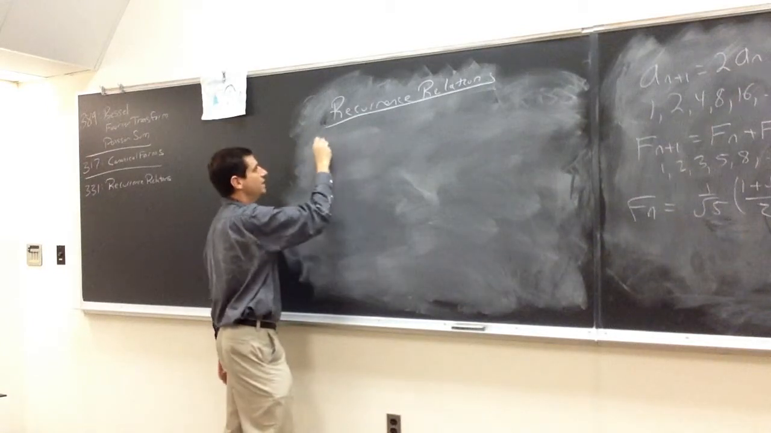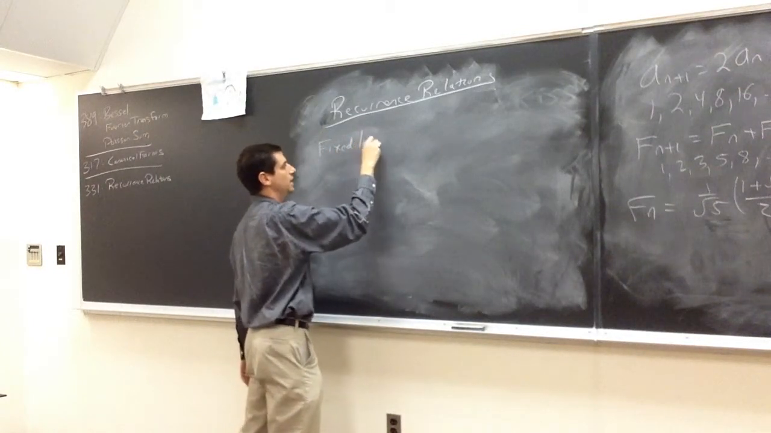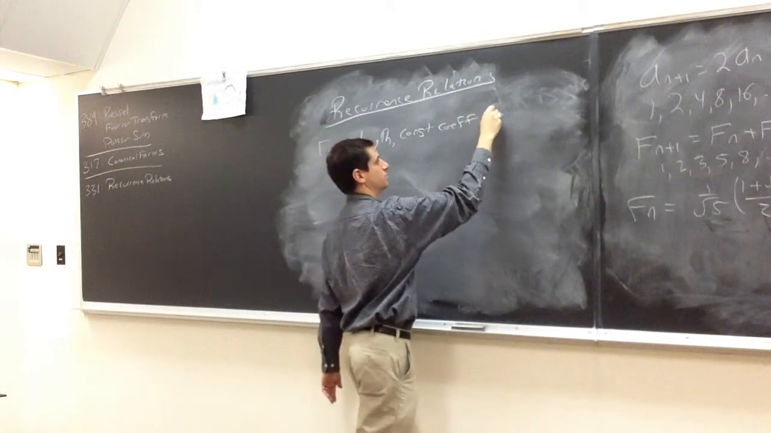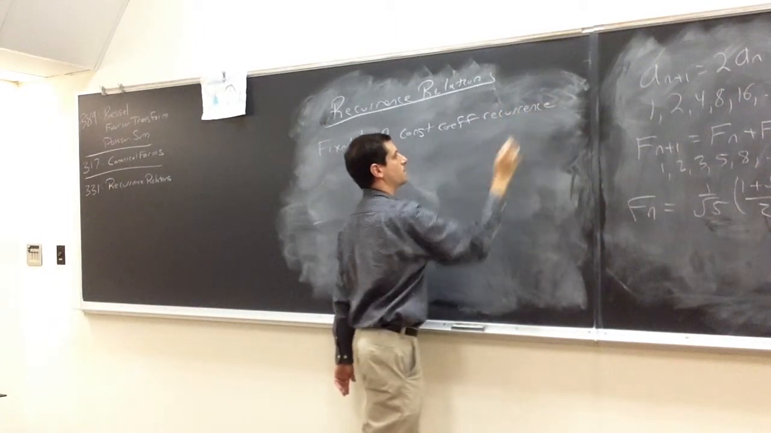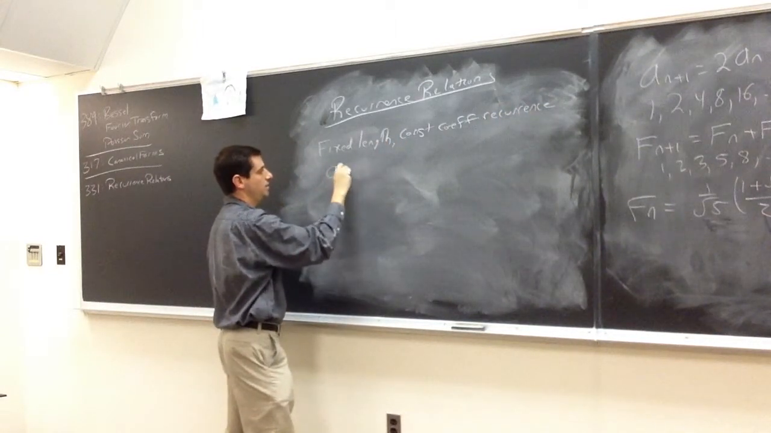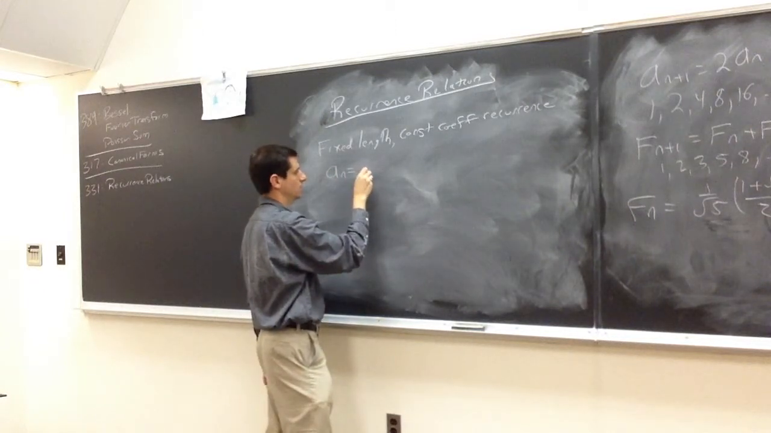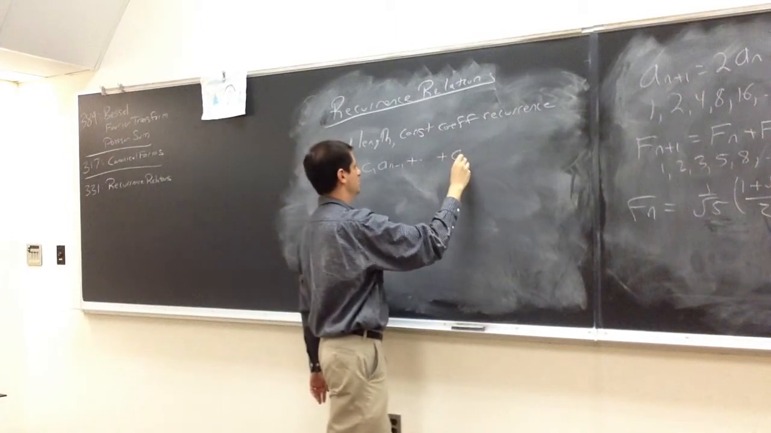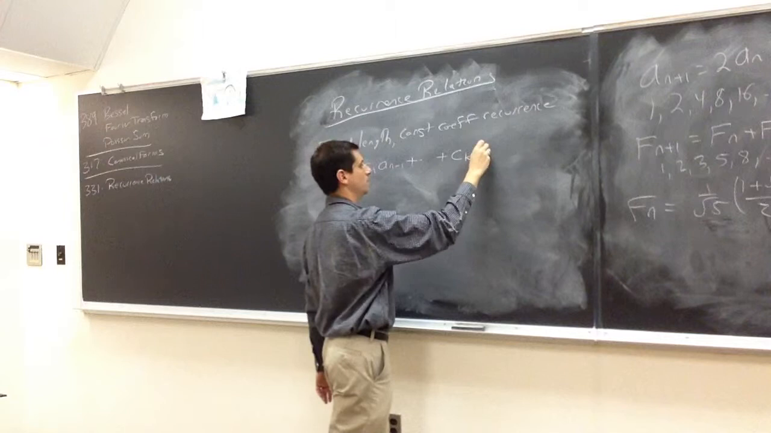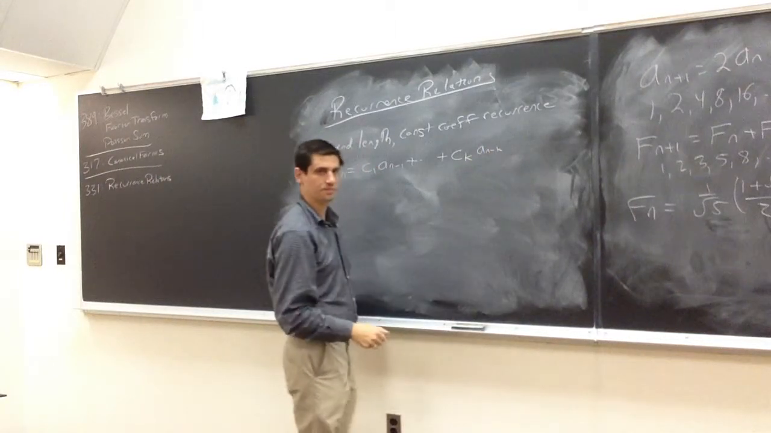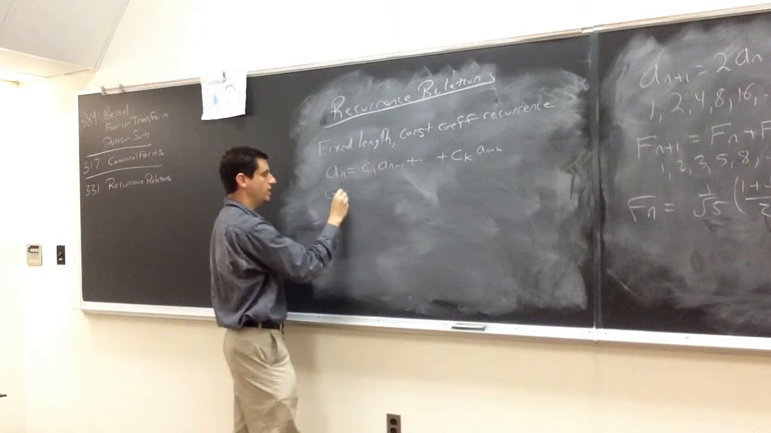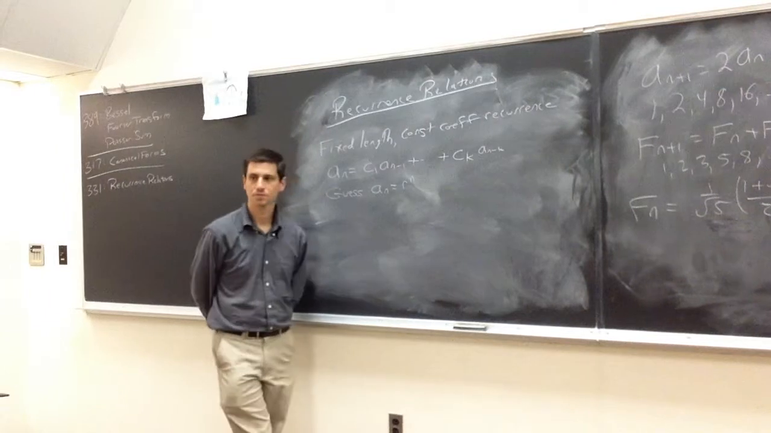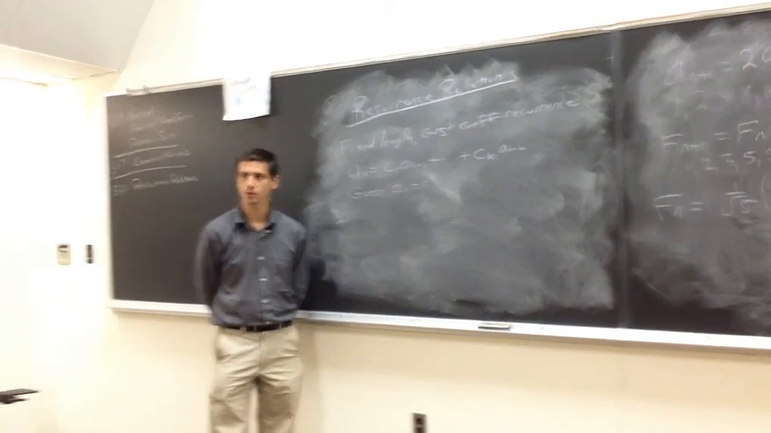So let's assume we have a fixed length, constant coefficient recurrence. So maybe we have a_n is c1 a_(n-1) plus dot dot dot plus c_k a_(n-k). So the idea is guess a_n equals r to the n. So I'm going to guess my solution has this form.